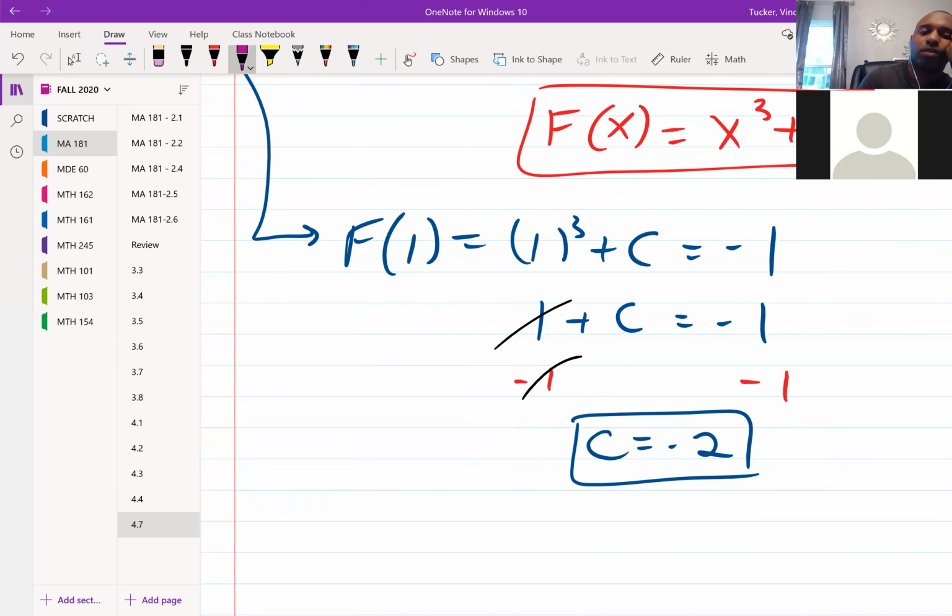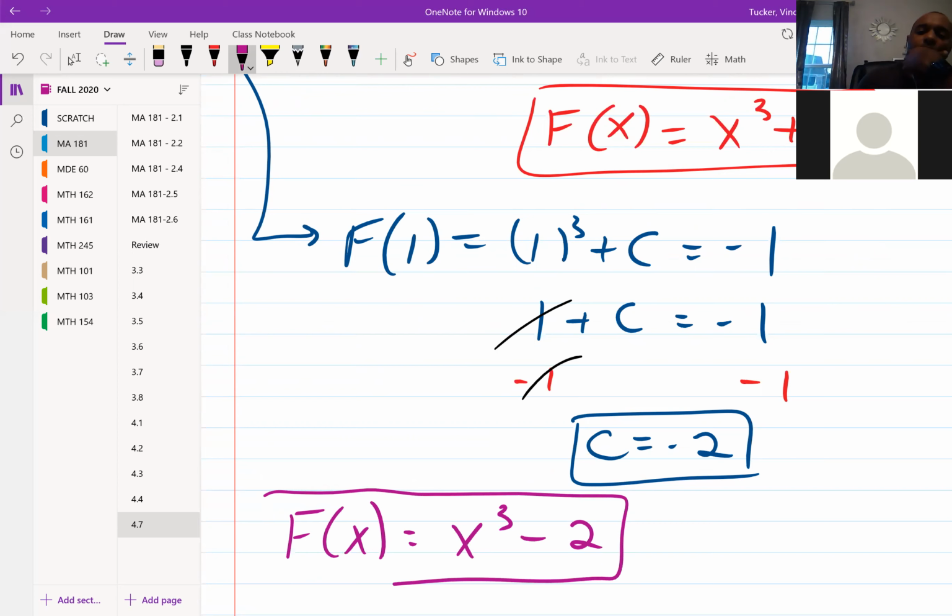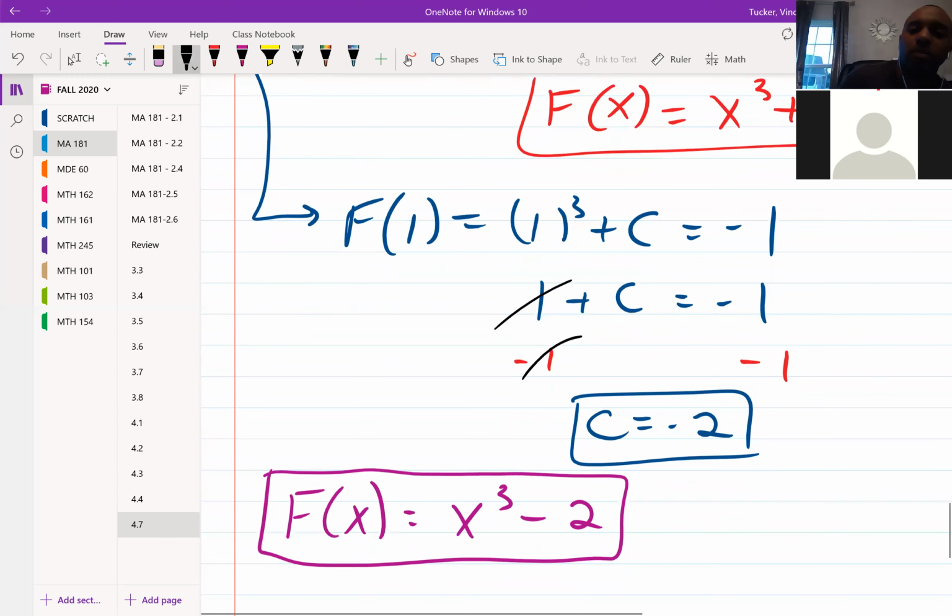All right, so to finish it off, x cubed minus 2 is your answer. So the only time you can substitute in something for c is when you have that initial condition, letting you know that when you plug in a number into that function, you get something else. And they tell you what that is. All right, questions.